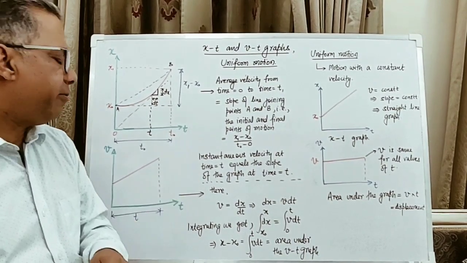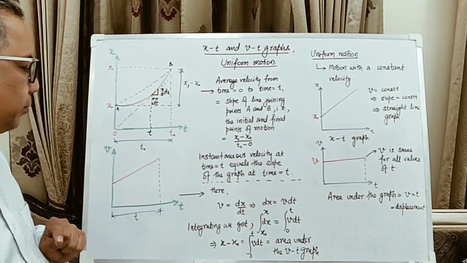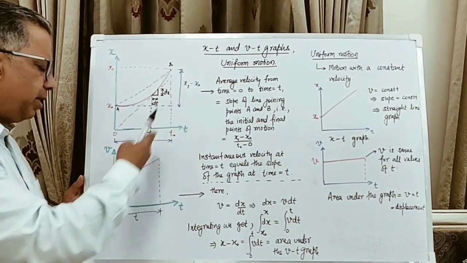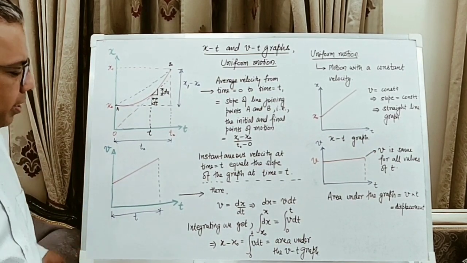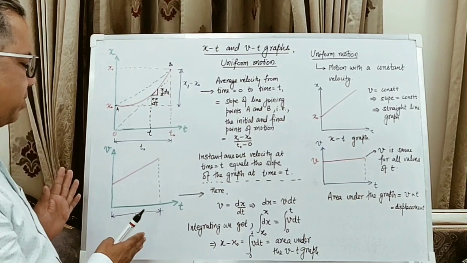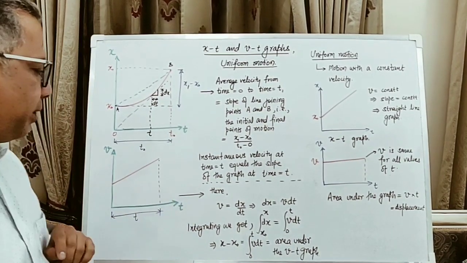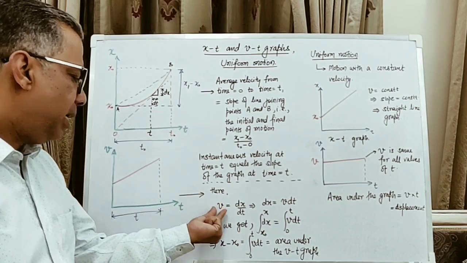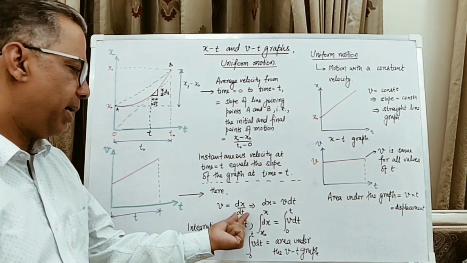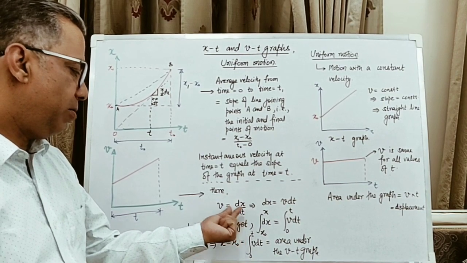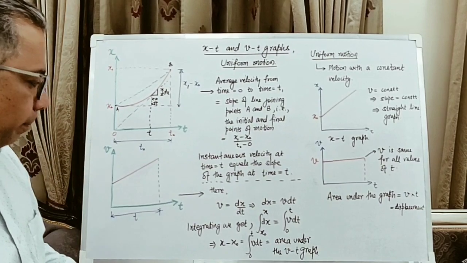Now the other graph that we study very often is the vt graph, and I have drawn a random vt graph for some random motion. Now we'll be looking at getting a geometrical interpretation of this graph. The instantaneous velocity is given by dx by dt, and if I take dt onto the other side, what I get is dx equals v dt.